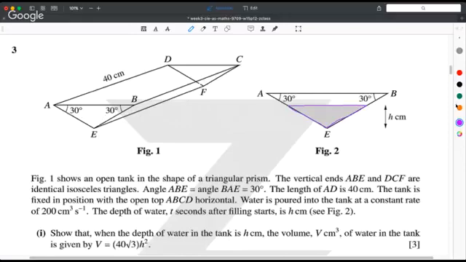So if we want the volume, which is what they're asking for, we're going to have to just take the area and then multiply it by the length of this trough.